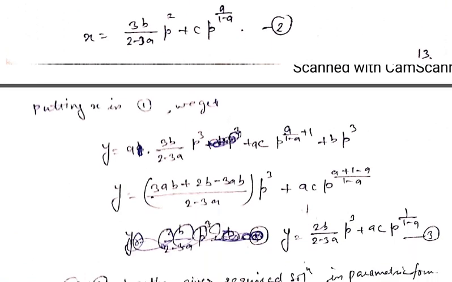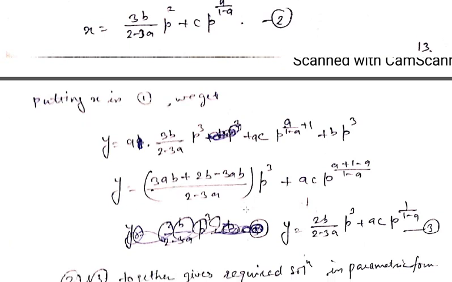So in the given equation we have y is equal to apx. When we put x from 2 into 1, we get a into 3b upon 2 minus 3a p cube into ac p raised to power a upon (1 minus a) plus 1 plus bp cube. This is the term that appears in equation number 1. Now we will simplify this expression.